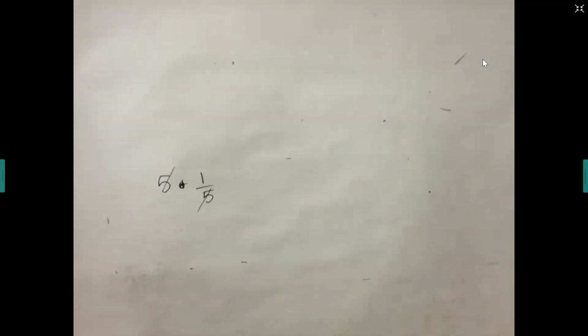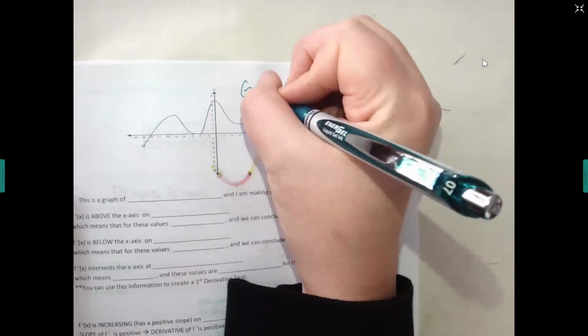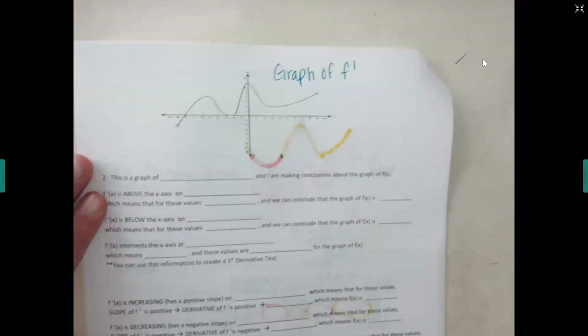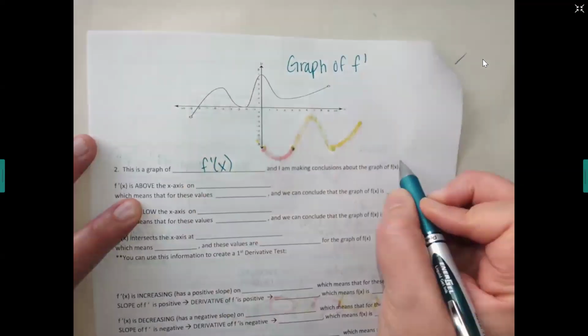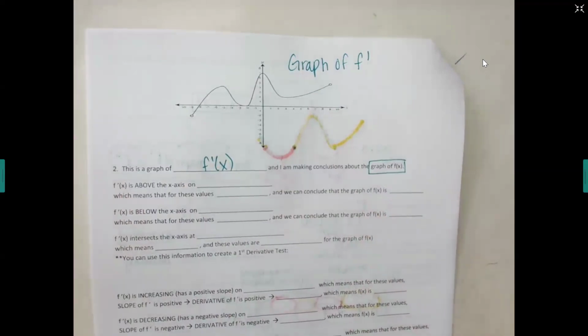Yes, you may, sure. Okay, number 2. What is this a graph of? What function? This is a graph of f prime. And if this is a graph of f prime of x, remember we're answering questions about the graph of f, which is a graph we do not have a picture of.